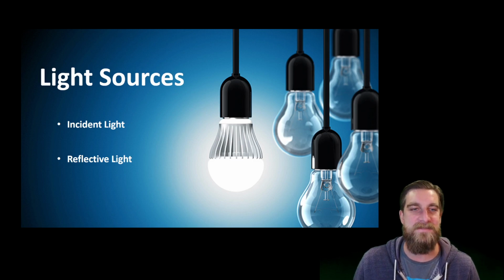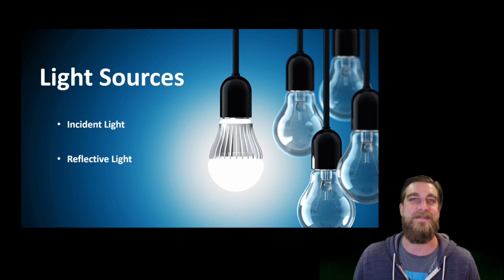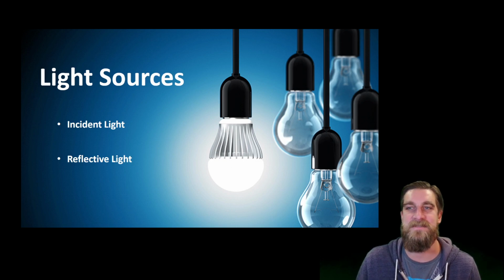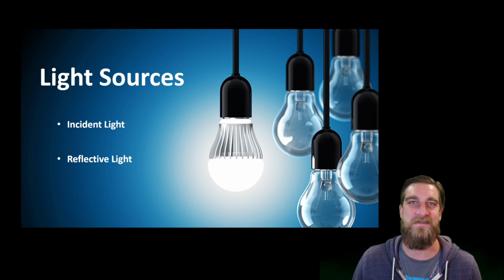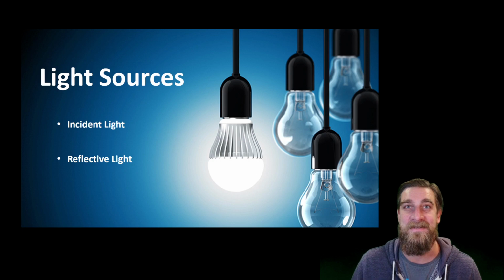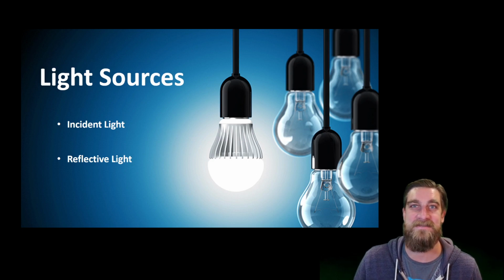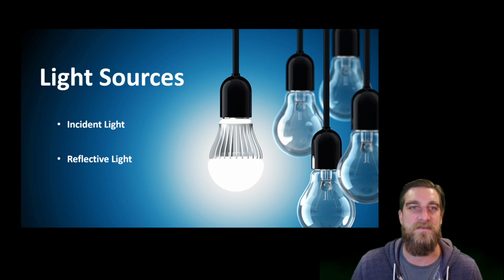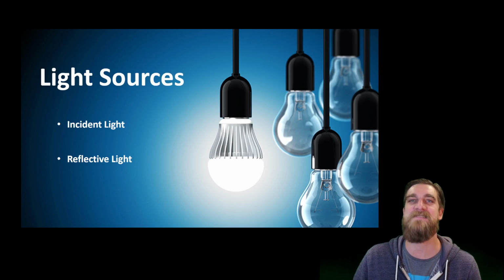We've got two kinds, incident light and reflective light. The incident light can be simply put as the actual light source, right? The actual thing that is providing the light. Maybe that's the sun, maybe it's the fluorescent lighting in a room, maybe it's a lamp, maybe it's a video monitor or something like that, but that's the incident light.